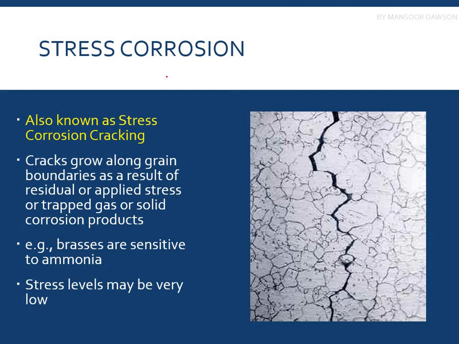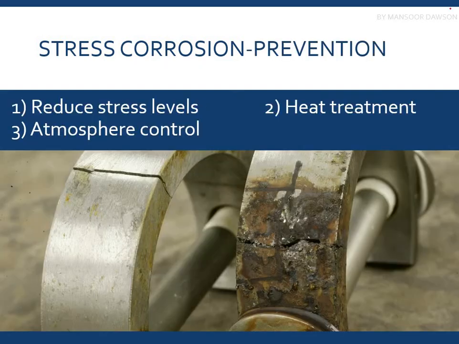So there could be any type of corrosion in which your part is being stressed, and it is called stress corrosion or stress corrosion cracking. The amount of stress generated in that part may be very low, but still it would be called stress corrosion cracking. So the prevention techniques for this are to reduce or eliminate the stress levels, or to control the corrosion environment to stop the corrosion if you cannot stop the stress, or you can just heat treat it, so your alloy or your metal can resist those stresses.